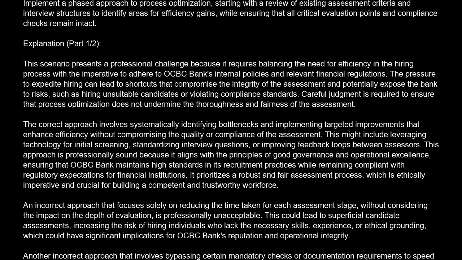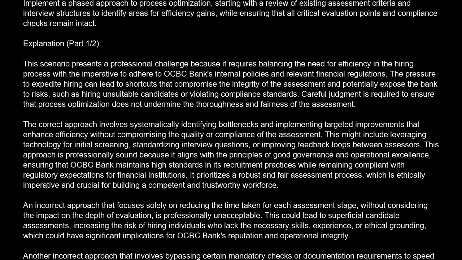The correct approach involves systematically identifying bottlenecks and implementing targeted improvements that enhance efficiency without compromising the quality or compliance of the assessment. This might include leveraging technology for initial screening, standardizing interview questions, or improving feedback loops between assessors. This approach is professionally sound because it aligns with the principles of good governance and operational excellence, ensuring that OCBC maintains high standards in its recruitment practices while remaining compliant with regulatory expectations for financial institutions.